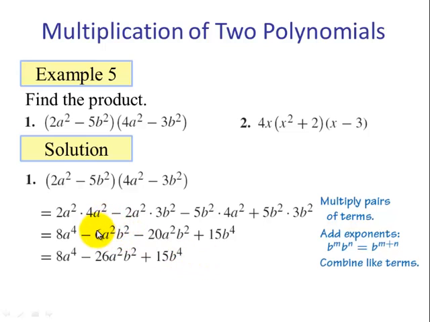Combine like terms: negative 6a squared b squared plus negative 20a squared b squared is negative 26a squared b squared. And our final answer is the trinomial to the fourth degree, 8a to the fourth minus 26a squared b squared plus 15b to the fourth.